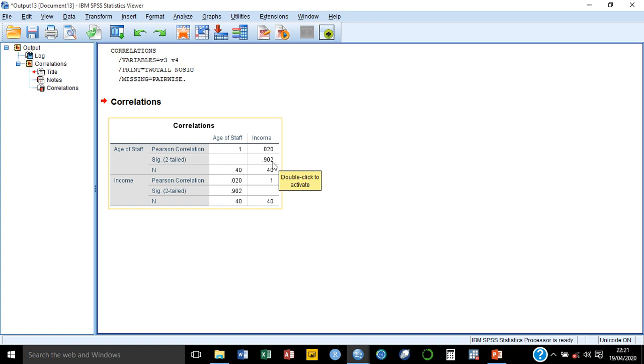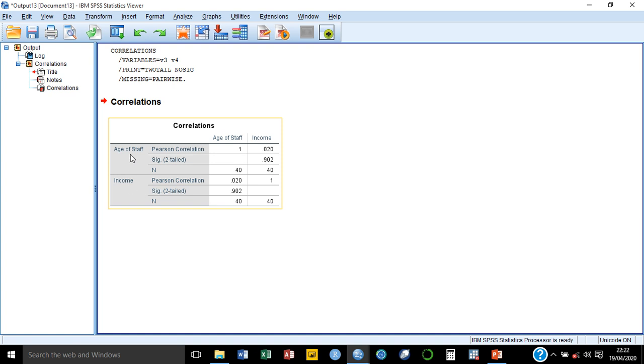And is it significant? The relationship is not significant because we have 0.9, very close to 1, so we're saying it's not a significant correlation. There's no relationship between age and income because the coefficient is very close to 0. Zero means no relationship, no correlation at all. Negative 1 means a perfect negative correlation, while positive 1 is a perfect positive correlation.